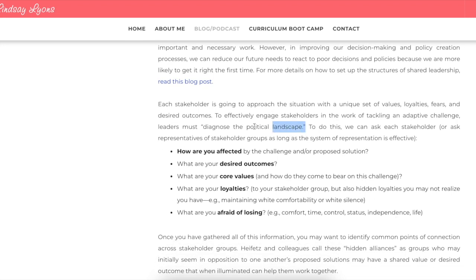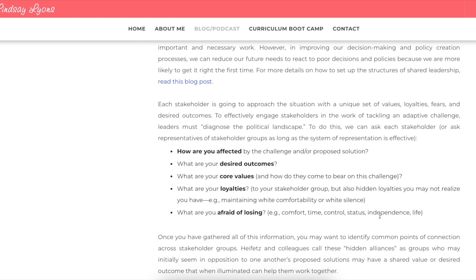So in adaptive leadership language, this is diagnosing the political landscape. So asking stakeholders so that we get the right information to diagnose the landscape. How are you affected by the challenge and or proposed solution? So we're facing resistance to a challenge. Instead of circumventing it or getting people to buy into our vision, how do we co-create that vision? How do we lead together?